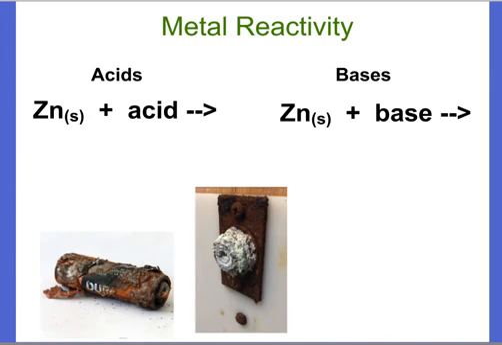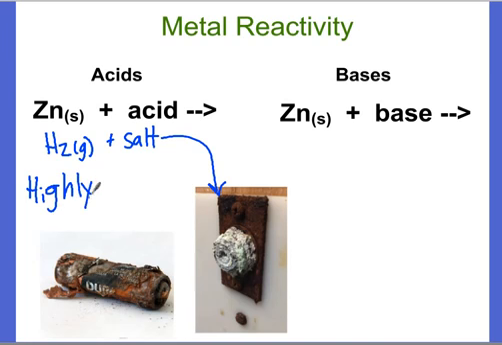They react differently with metals. So most metals, when you put them in acid, are going to create hydrogen gas as well as some form of salt. Now, corrosion is a type of salt. It's just not the salt you're typically used to seeing, like sodium chloride that will dissolve in water. But these are extremely highly reactive.